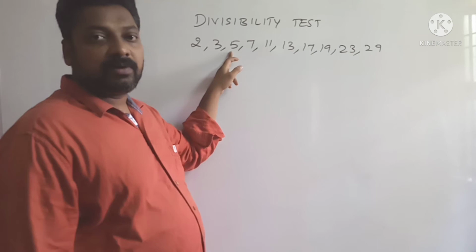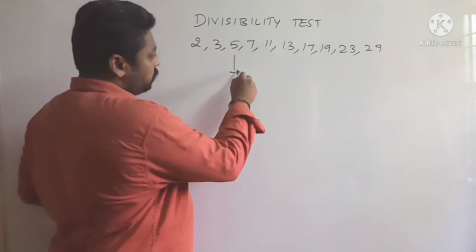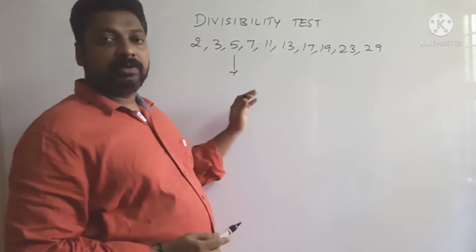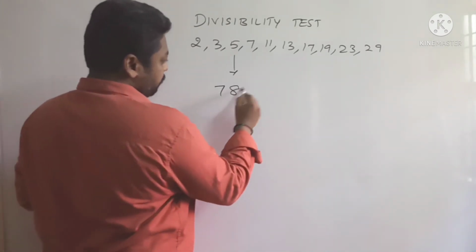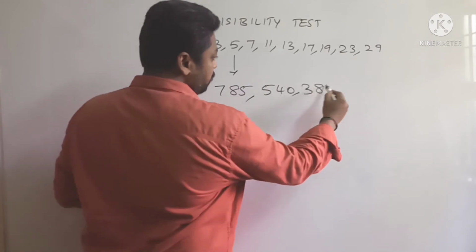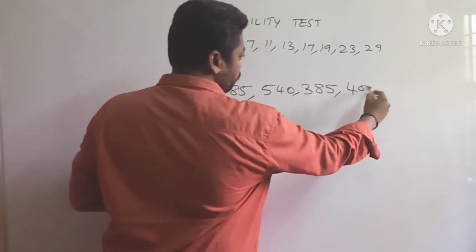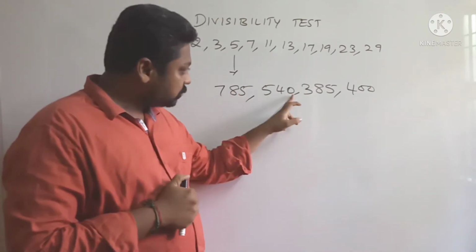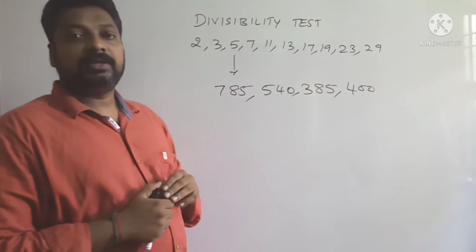The divisibility test for 5 is easy. If the units place has either 0 or 5, then the number is divisible by 5. For example, 785, 540, 385, 400 and so on. So if the units place has 5 or 0, then the number is divisible by 5.